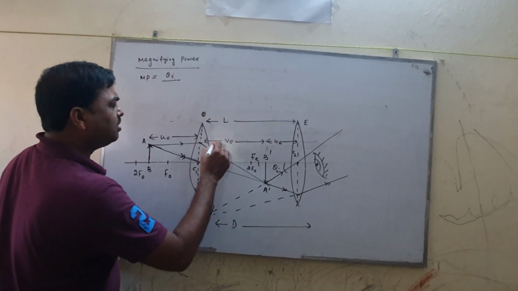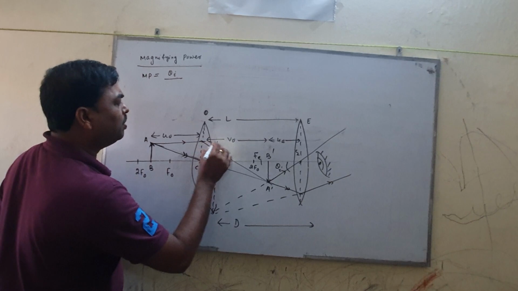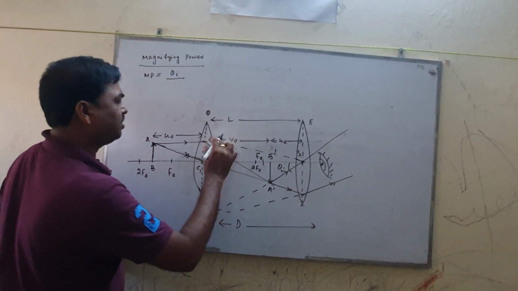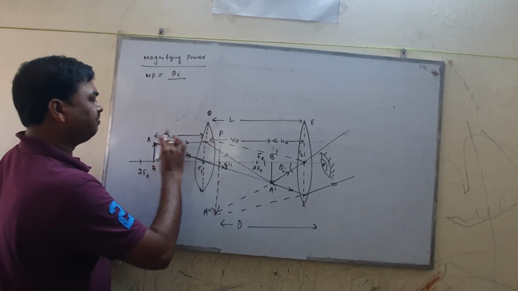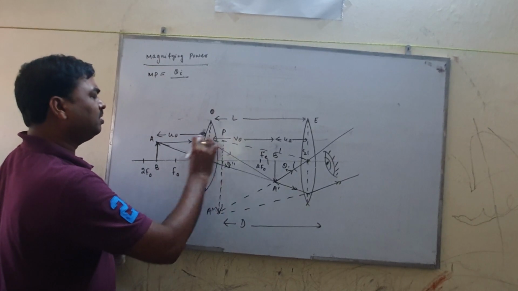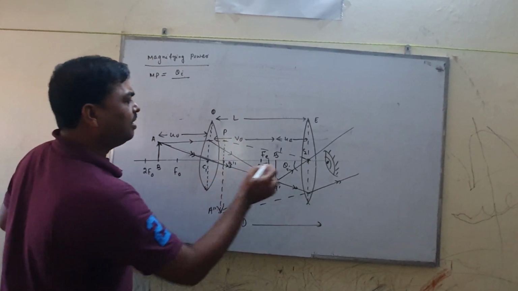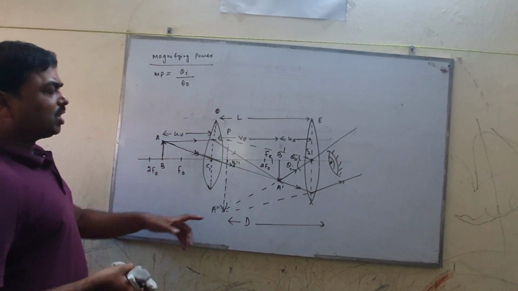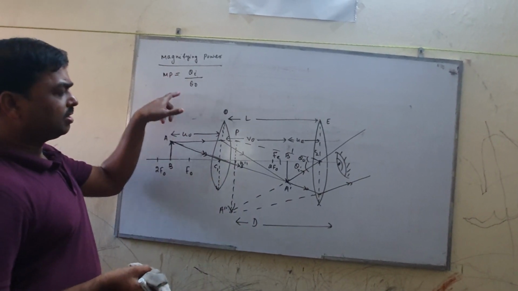divided by the visual angle formed by the object. See, this is an object. The object is actually not here; to keep the object here, we have to extend this line. This is theta O. This is theta I by theta O. So actually the magnifying power is the ratio of visual angles.